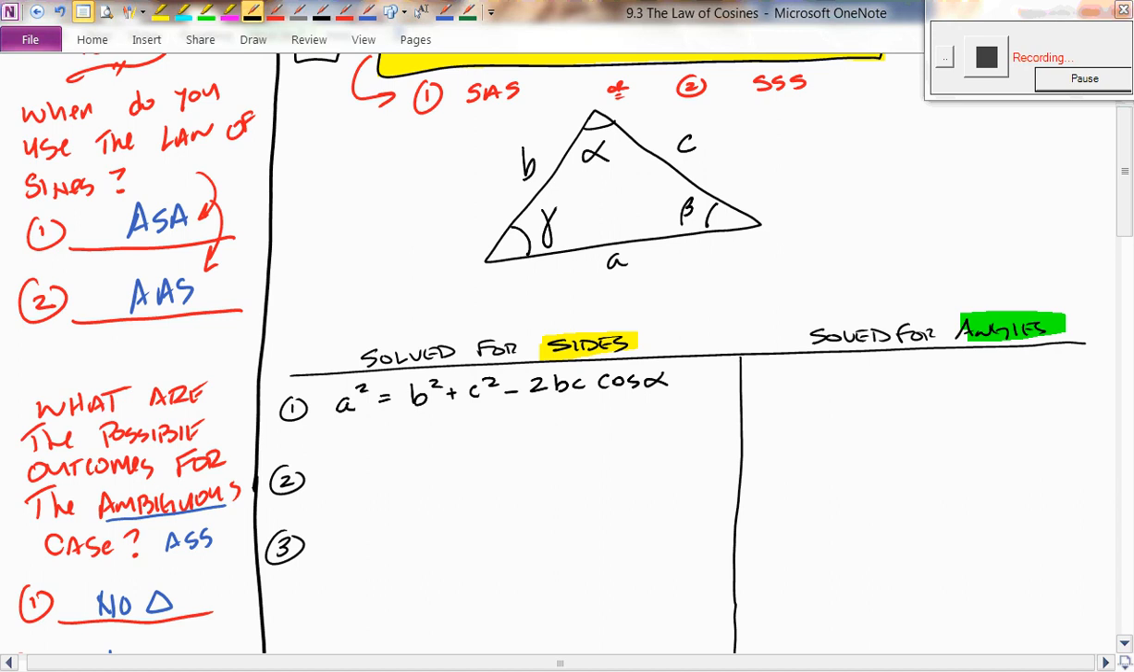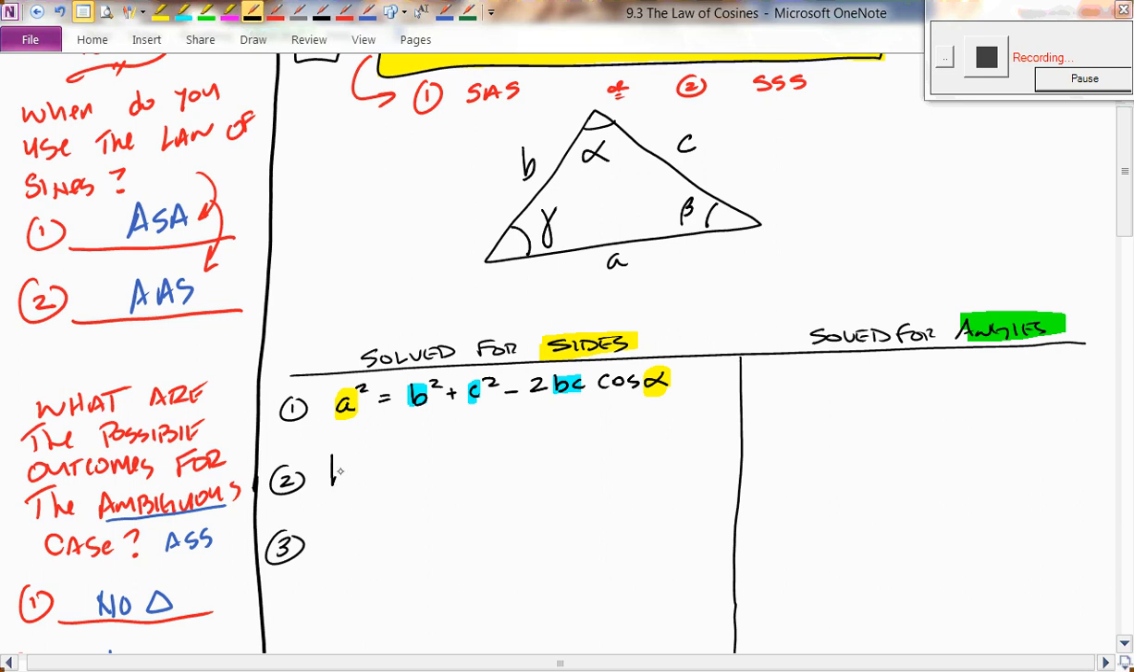Now, I know what you're saying. That looks really scary, but watch this. I'm going to give you an easy method to remember it. A squared, or A, is always across from which angle? Alpha, so the ends have to match. What are the only other 2 sides of the triangle? B and C, and those have to match. All of a sudden, everything else stays the same.